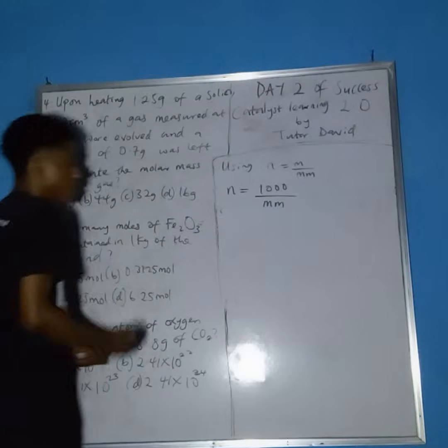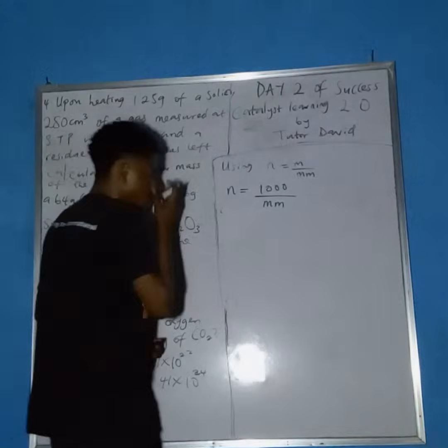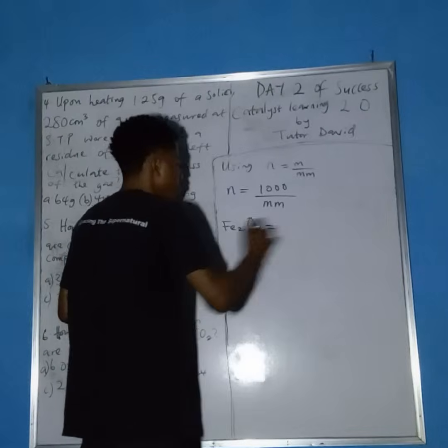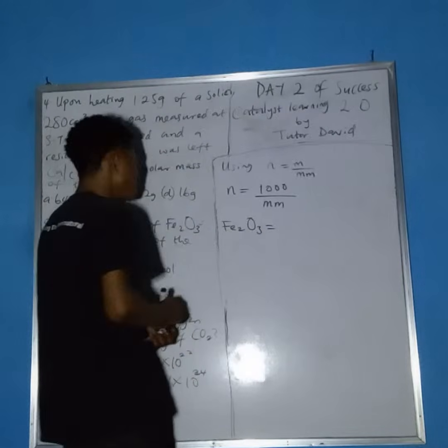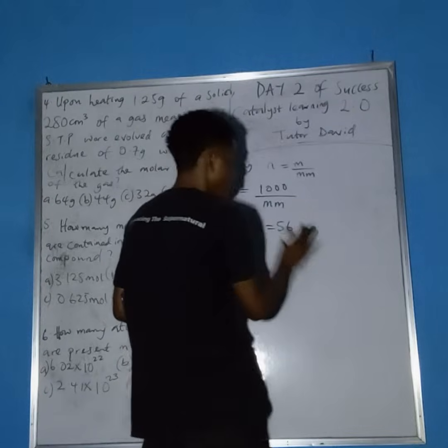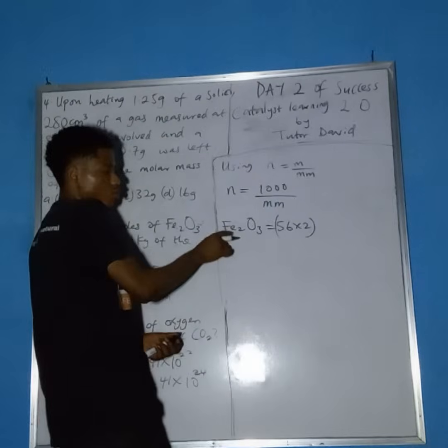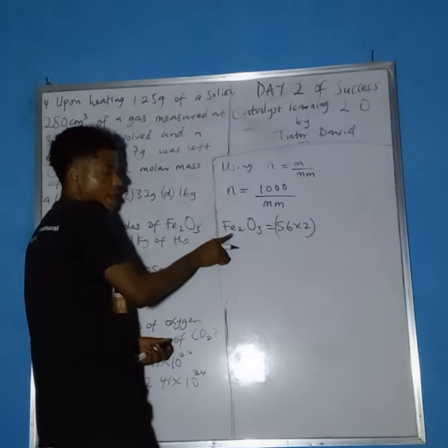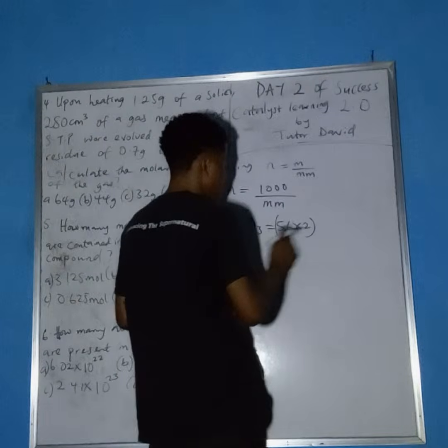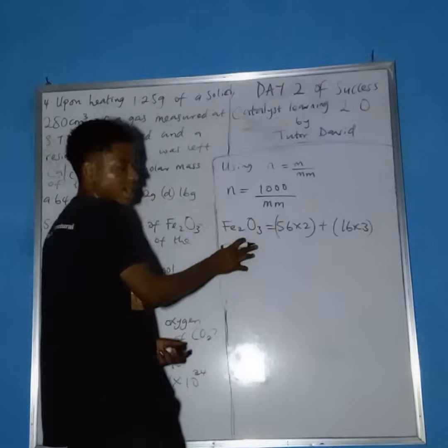So now we want to solve the molar mass of iron 2 oxide. So iron 2 oxide becomes what? Okay. So what is iron? The atomic mass of iron is 56, right? But how many moles can we see there? 2. So 56 times 2, because it's iron 2. Two atoms of iron coming together to combine with 3 atoms of oxygen. So this 56 times 2 plus 16 times 3. Oxygen is 16, but we can see 3 atoms.